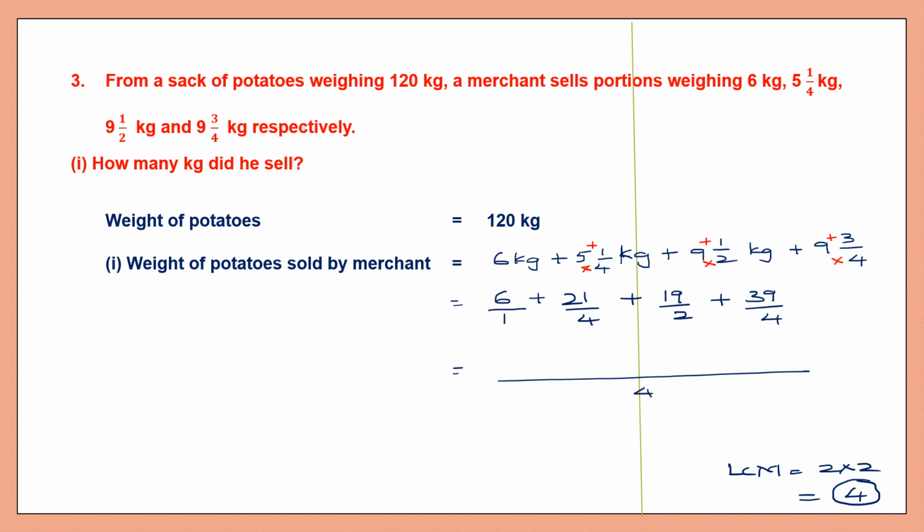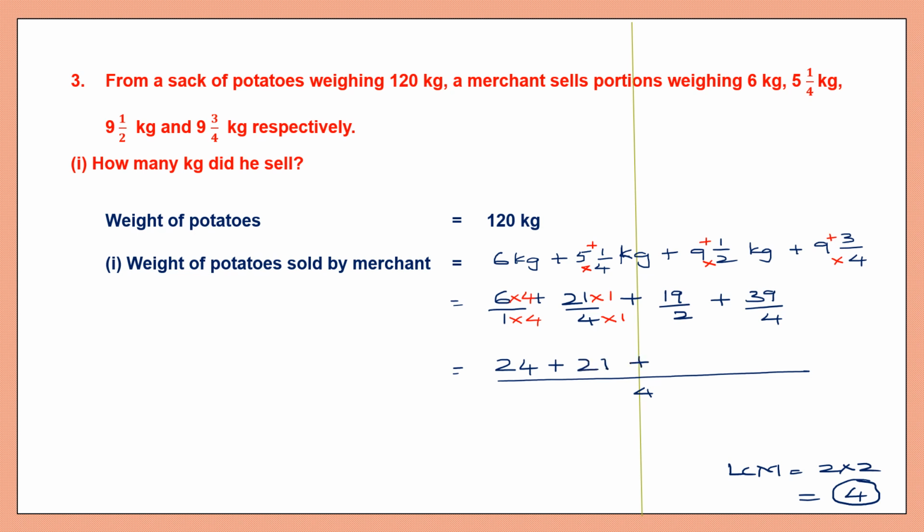Let's take the first fraction 6 by 1. Denominator is 1. 1 into 4 is 4. So multiply 6 also by 4. 6 4s are 24. Plus, let's go to the next one. 4, denominator is 4. 4 1s are 4. So multiply 21 also by 1. So 21 1s are 21.